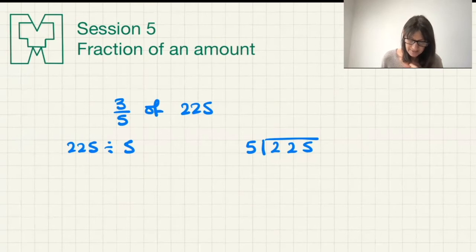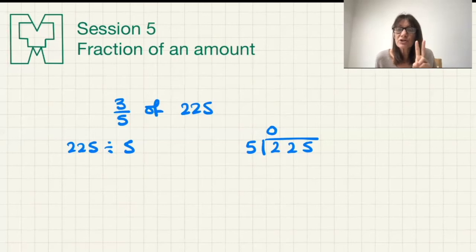I'm going to say, how many 5s can I get into 2? I've got 2. So the answer to that is none. So I can get none, 0, but I haven't used the 2. So I'm going to bring the 2 across to the next number and use it there. So that's when I write my little number. And now this is no longer 2, it's 22, okay?